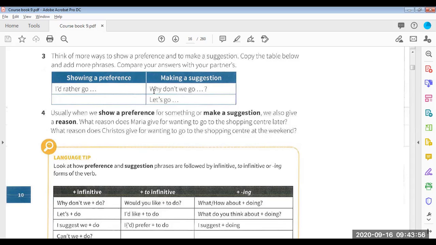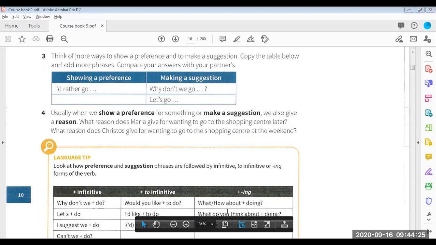In our track yesterday we discussed the conversation between Maria and Christos, and today we discussed the reasons. What reason does Maria give for wanting to go to the shopping center later, and what reason does Christos give for wanting to go to the shopping center at the weekend? To answer this question, I have included the audio track again. So this is the track.